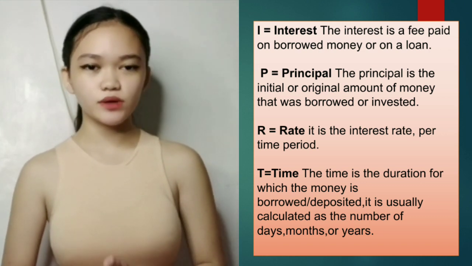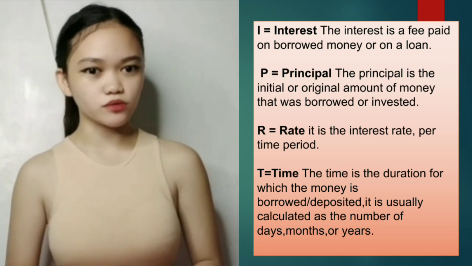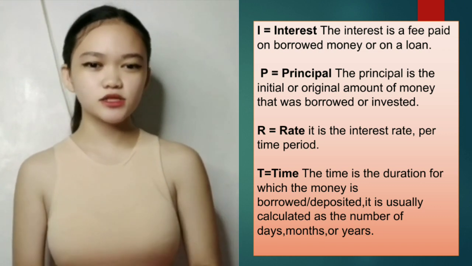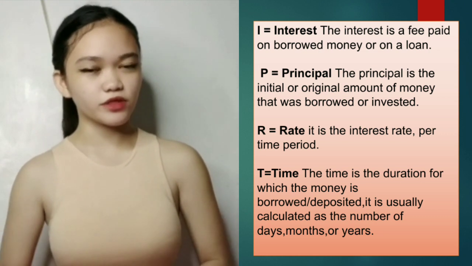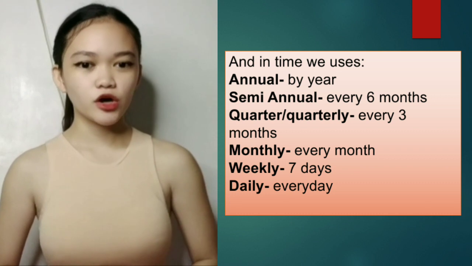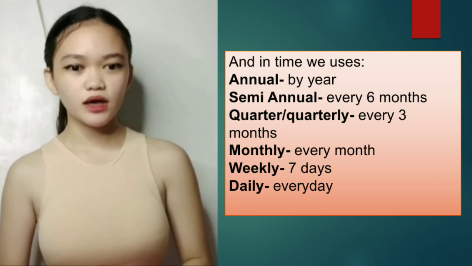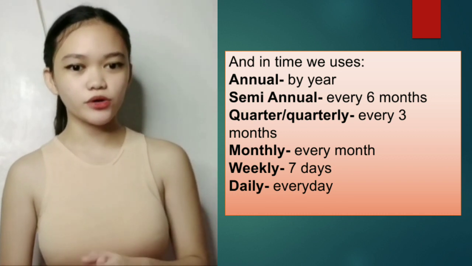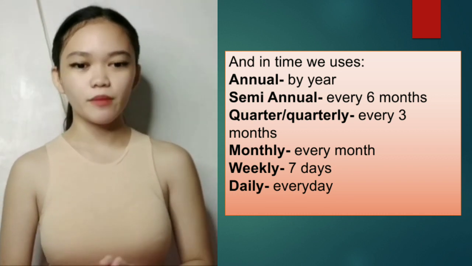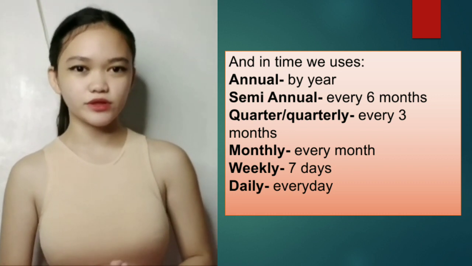And T equals time. The time is the duration for which the money is borrowed or deposited. It is usually calculated as the number of days, months, or years. And in time, we use annual, by year; semi-annual, every 6 months; quarterly, every 3 months; monthly, every month; weekly, 7 days; and daily, every day.